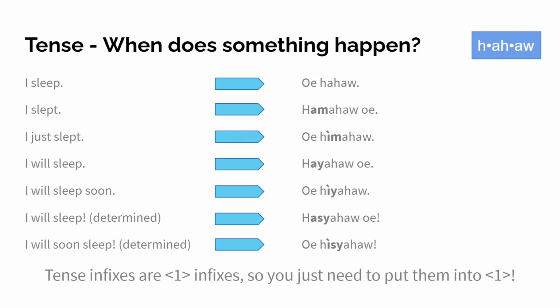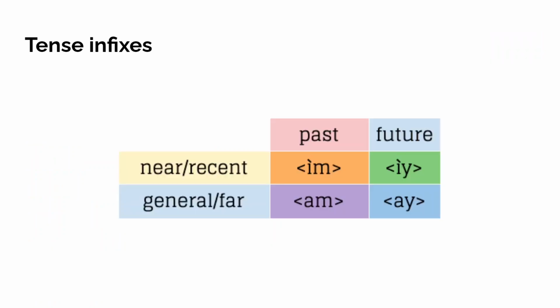So tense infixes are position 1 infixes. So you just put them into position 1 and you are done. Here's again an overview over the tense infixes. So you see past always has an M in it. The future always has a Y in it. And then for near or recent, you insert the E. So we get im and E. And for general or far, you just insert the A. And that's how they're built up.